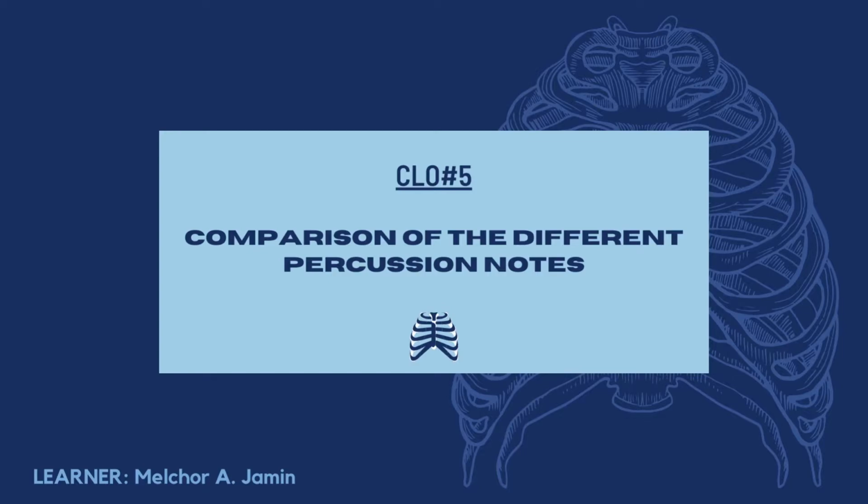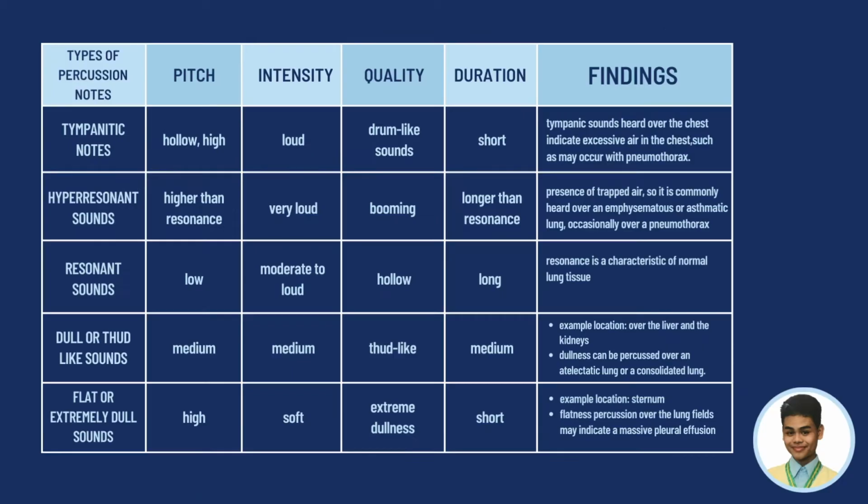Compare the different percussion notes. There are five common terms to describe percussion in the physical examination. We have the tympanic, hyperresonant, dull, flat. For the tympanic notes, the pitch is high, hollow. The intensity is loud, quality is drum-like sound, duration short.